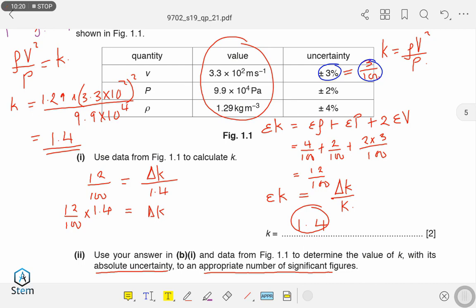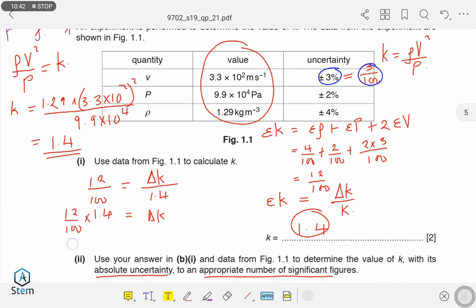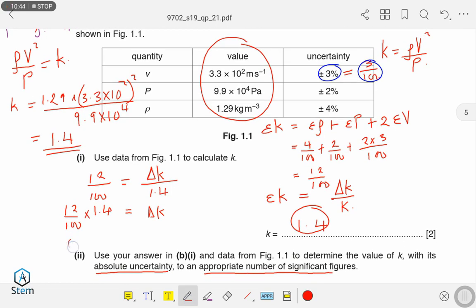If we punch the values in our calculators, let me actually do that very quickly. 12 times 1.4 divided by 100. I am getting 0.168. This is the delta K that I'm getting.